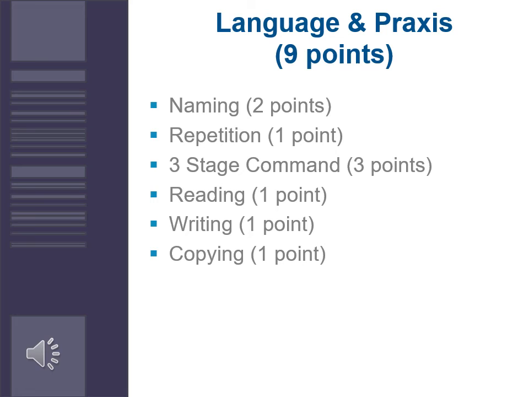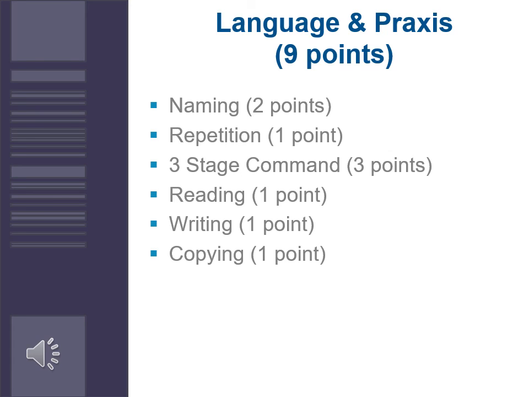Next, give the client a piece of paper and say, take this paper in your right hand, fold it in half, and put it on the floor. Score 1 point for each part of the command that is correctly executed. Next, on a piece of blank paper, print the sentence, close your eyes, in letters large enough for the client to see clearly. Ask the client to read the sentence and do what it says. Score 1 point only if the client actually closes his or her eyes.